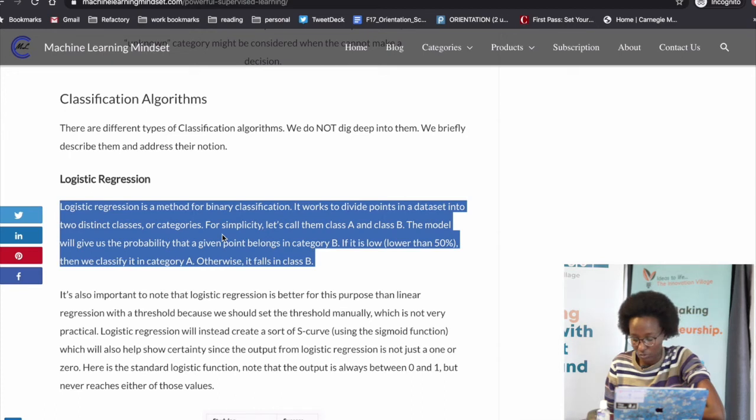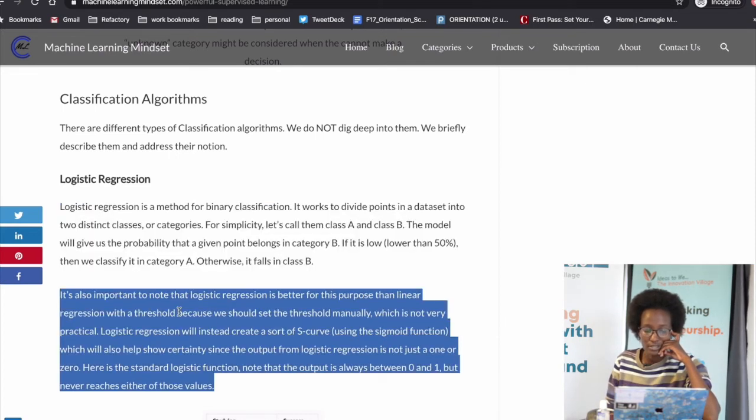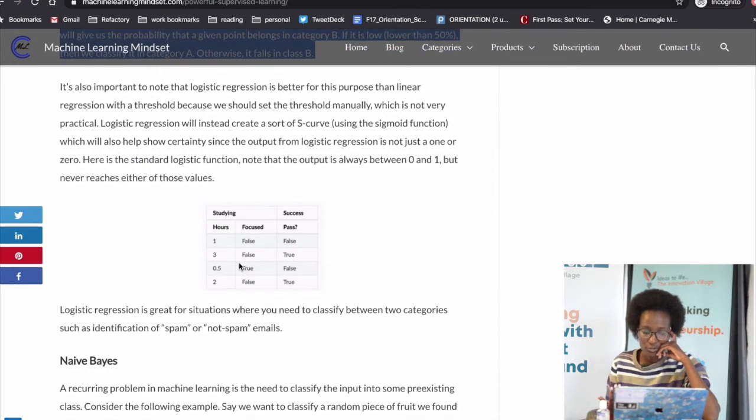I would really advise that you delve deeper into the reading material. I can always share more resources about this to see how it really works, the model details, and when it's classifying, what processes it goes through: these probabilities, the thresholds, the curve. I'm not going to delve deep into that, but for now what we can know is that logistic regression is a method for binary classification. Very simply put, and it is great for situations where you need to classify between two different categories.